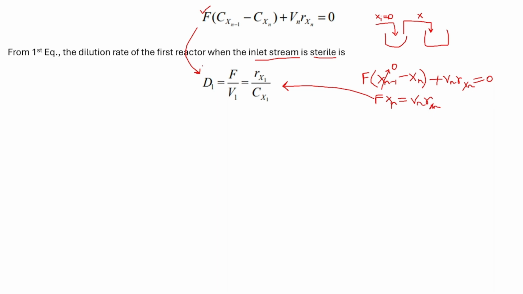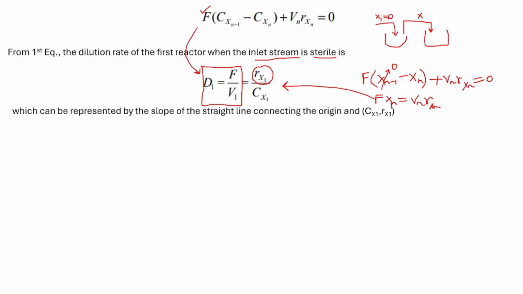From here, by transposition, we bring this over. The dilution rate is defined as the flow rate divided by the volume of the reactor, which is Rxn by the concentration of the biomass. And what is Rxn? Again, it is put in terms of the Monod equation, so for Rxn we can substitute the Monod expression. It is actually the form of y equal to mx. This D1 is equal to Rx1 by Cx1. What is Rx1? It is D1 into Cx1.